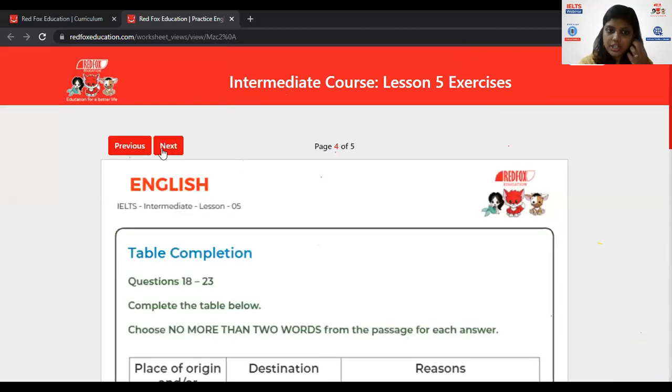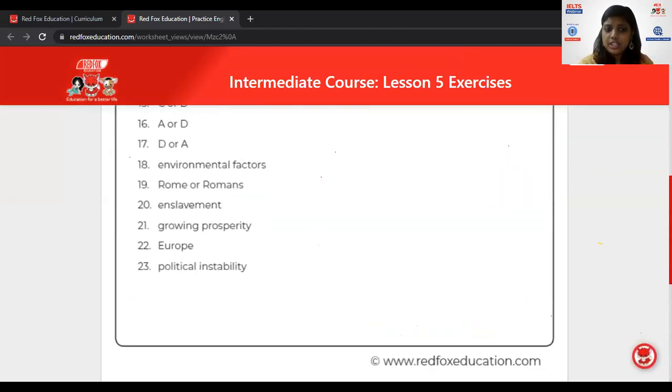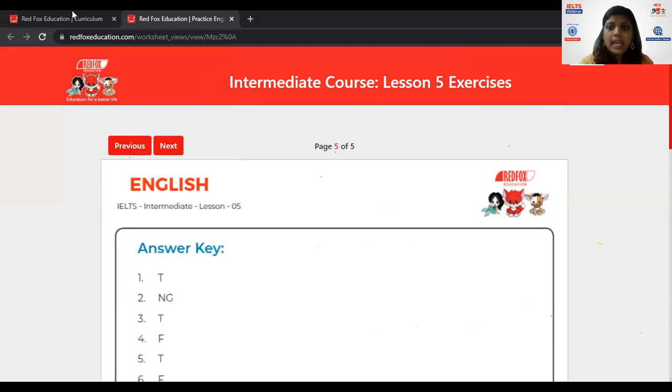So this is how our worksheets look, and then at the end you have an answer key, so that you know whether what you have done is right or wrong. And let's just show you a passage.